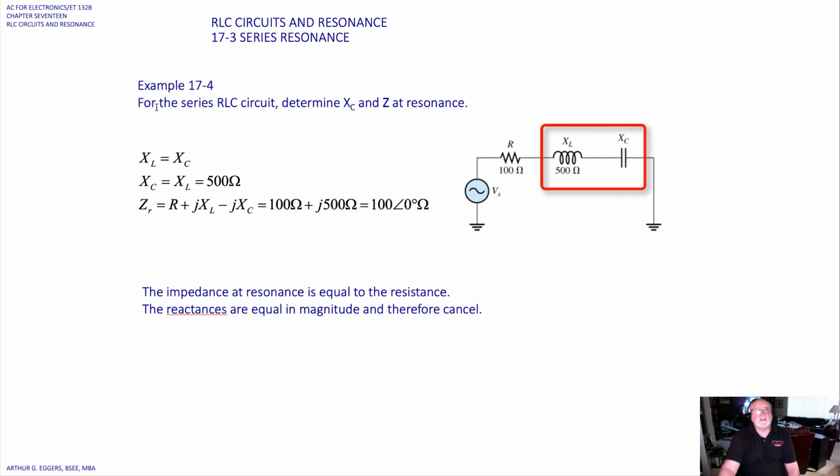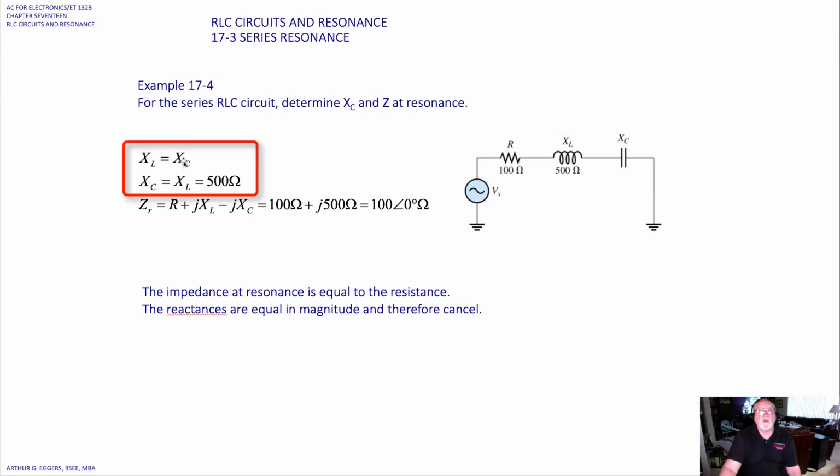So if we look at this example for this series RLC, we want to determine X sub C and the total impedance at the resonance. So we know X sub L and X sub C will have to be the same value at resonance. Well, since we're given X sub L as 500 ohms, we don't know what X sub C is, other than the fact that we're looking for what's going on at resonance, the total impedance. X sub C then equals X sub L and is 500 ohms.